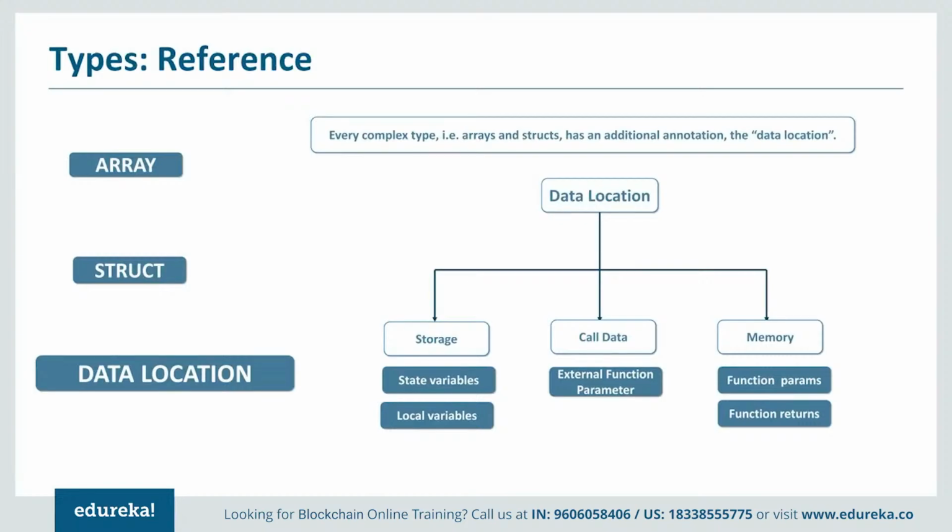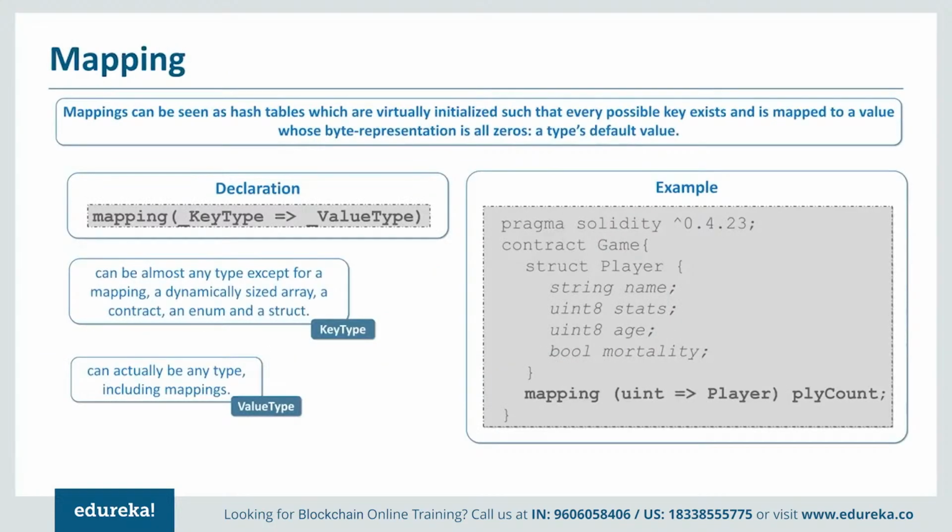On the other hand, assignment from memory-stored reference types to other memory-stored reference types does not create a copy. Okay, so the next type of data structures is mapping. Mapping types are declared with the mapping keyword, then the key type, and then the value type. Here the key type can be almost any type except for a mapping itself, a dynamically sized array, a contract, an enumerator, or a struct. The value type can actually be any type possible, including mappings itself.